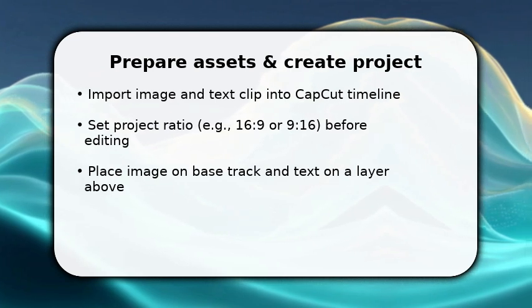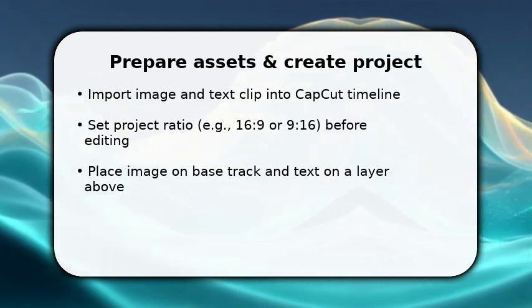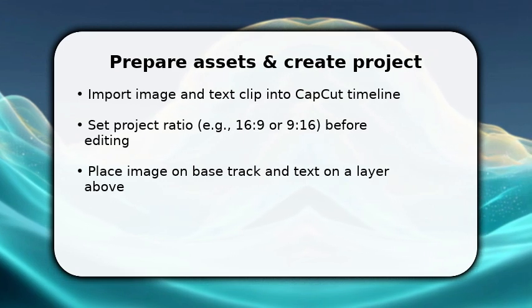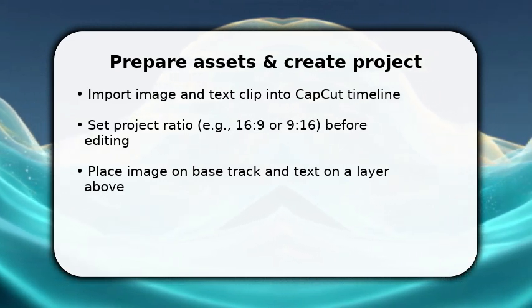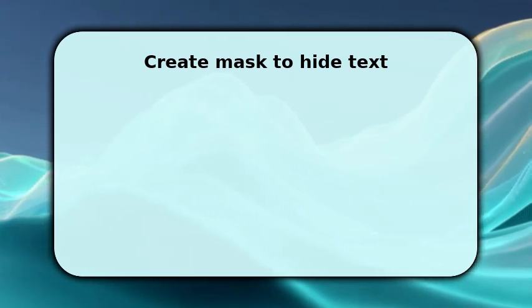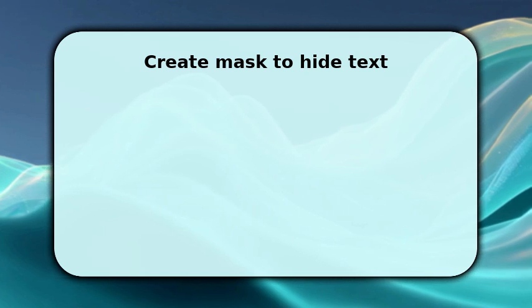Next, trim or extend both clips so they overlap for the duration you want the reveal. You're already in motion. Now prepare to mask the text so it sits convincingly behind the picture. Now duplicate the image and move that copy above the text layer. This top copy will act as the occluder.